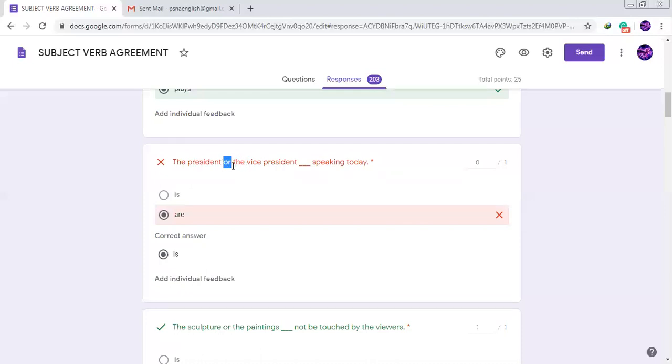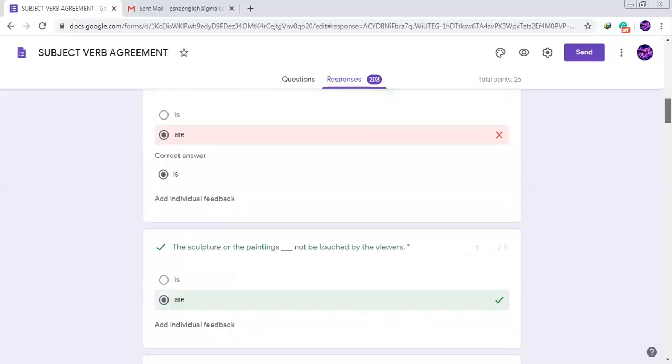Two singular subjects connected by "are" is singular, actually. That is what the rule says, right? So the correct answer is "is", but the student has given "are". Two singular subjects connected by "and" are always plural. One singular and one plural combined by "or", there the condition is different. I told you, one singular subject combined by "or" with another plural subject, give importance to the plural subject. But here both subjects are singular, so the verb is singular.